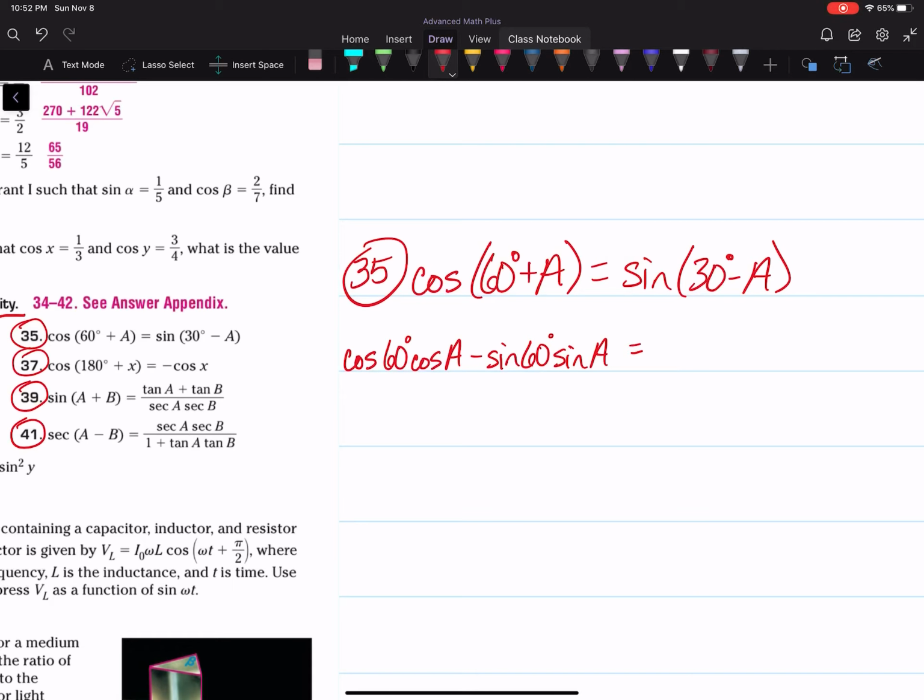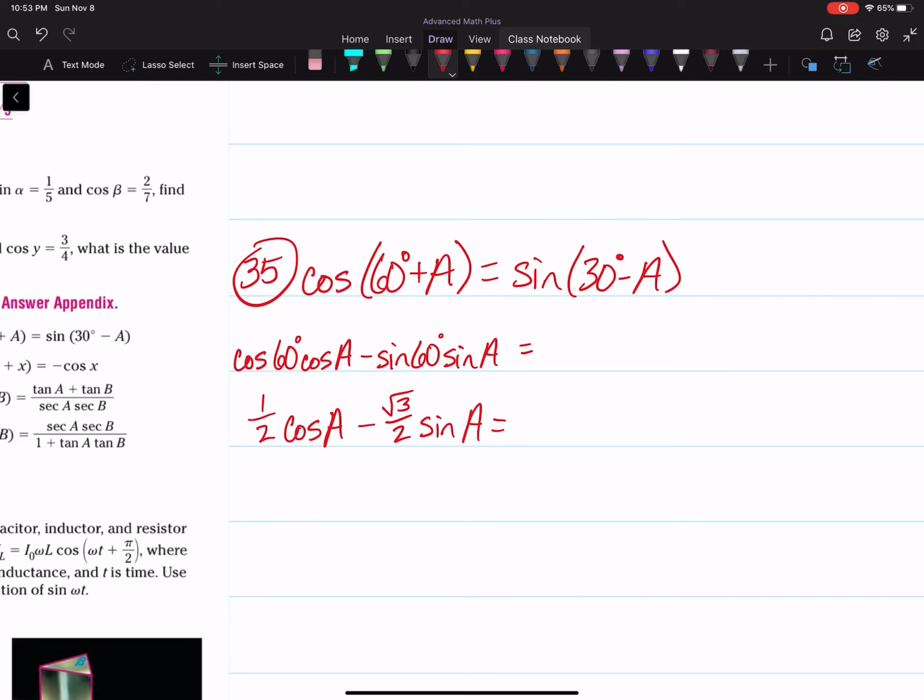And if you work this out, cosine of 60 is 1/2 times the cosine of A, minus the sine of 60, which is square root of 3/2, times the sine of A. And that's about as far as we can go on that side.